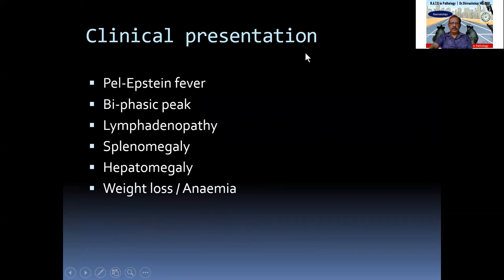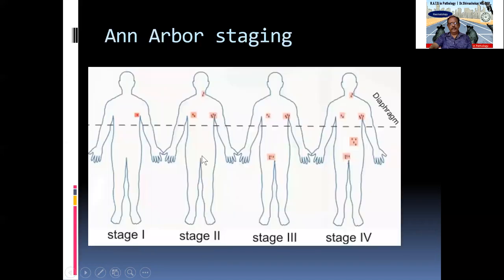And what are the clinical presentations? Pel-Ebstein type of fever, biphasic presentation, lymphadenopathy, either a group or adjacent nodes, splenomegaly, hepatomegaly will be there, weight loss, and anemia. These are not seen in all the cases, in all the stages. So when do they occur? So this is called the Ann Arbor staging.